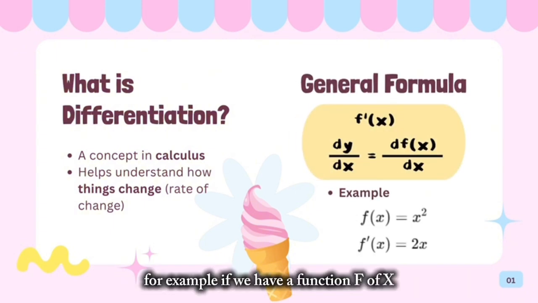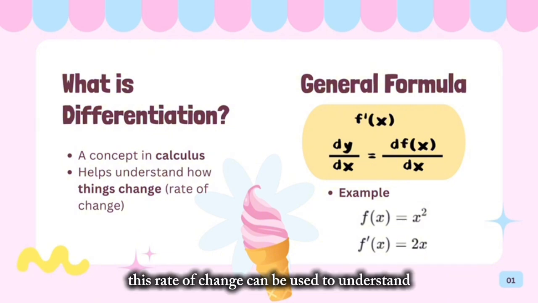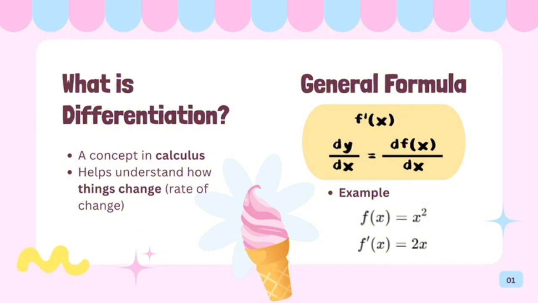For example, if we have a function f of x, its derivative, written as f prime of x, or the derivative of f with respect to x, tells us how f of x changes as x changes. This rate of change can be used to understand how fast something is changing.